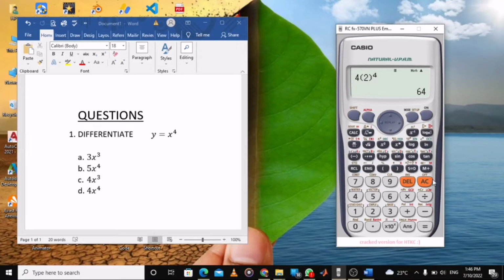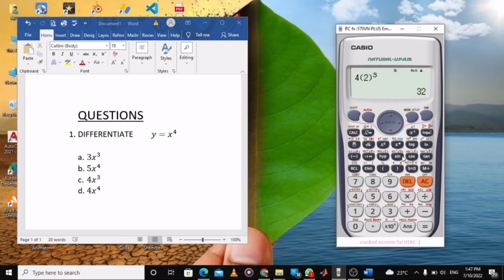Then you go back and clear it. Let's choose C. C is 4x, x is now 2, so let's put 2, and exponent 3. Then you press equal to. We had 32. It means that the answer is C. Now let's do it the real way. When you are differentiating this, you bring the 4 in front and subtract 1 from the exponent. So you're going to get 4x cubed, which is C. Confirmed with the calculator. Very simple.